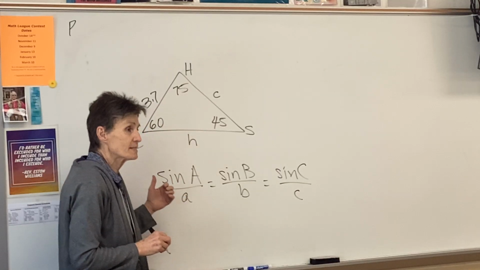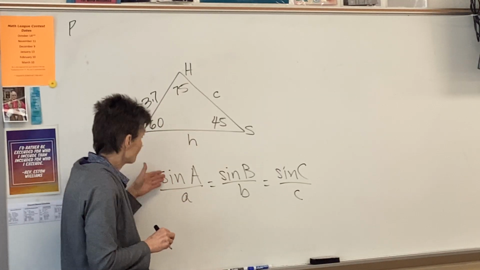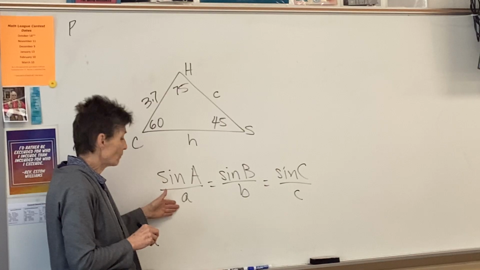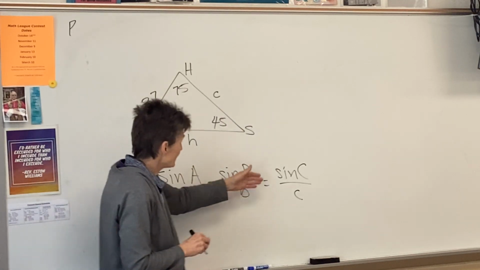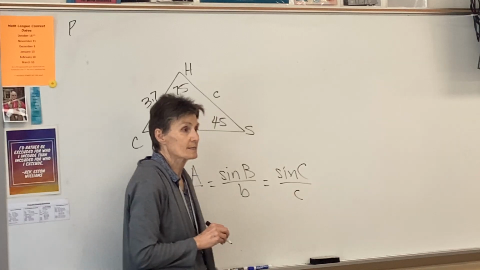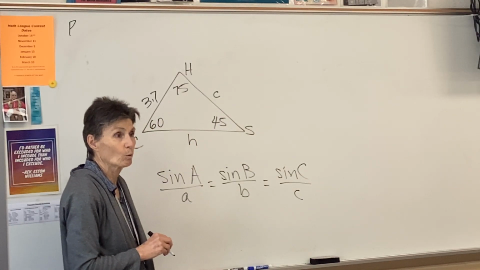The law of sines says that the sine of angle A over side A equals the sine of angle B over side B equals the sine of angle C over side C. It's a big old proportion.